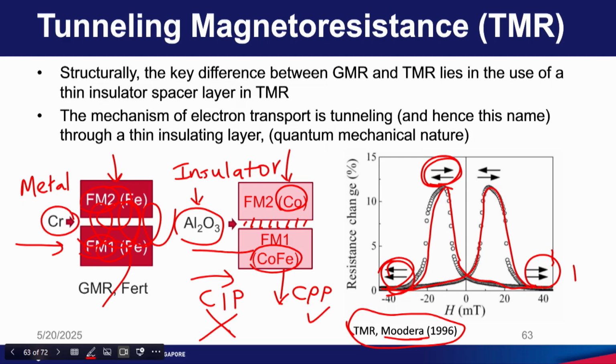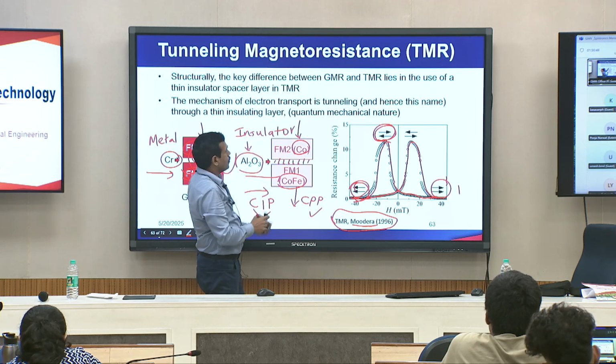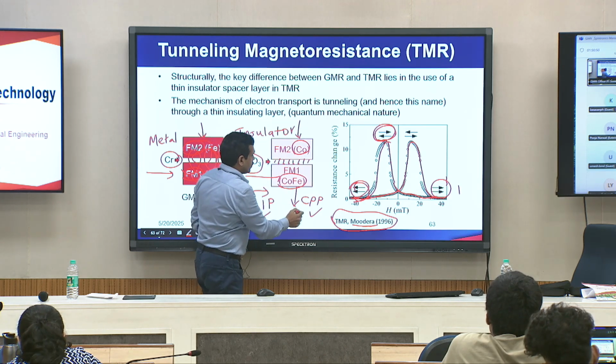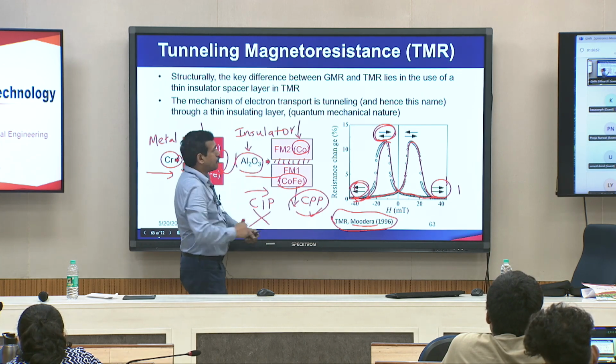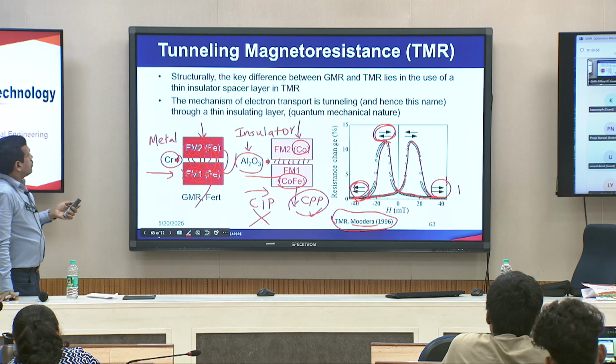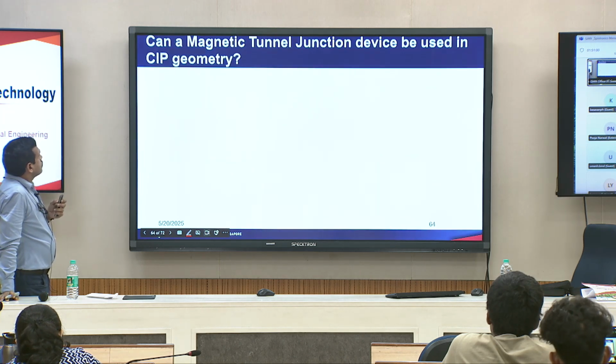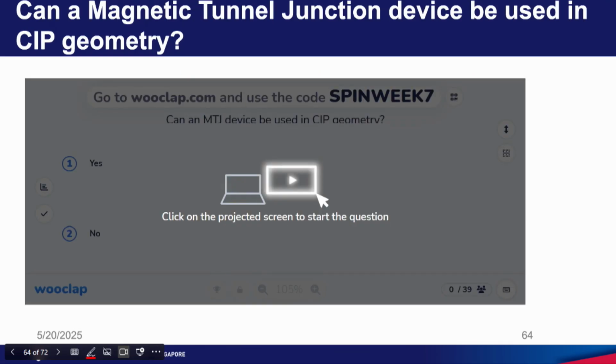because we are talking about sending a stream of electrons and looking at some electrons having the probability to tunnel to the other side. So, we use TMR only in the current-perpendicular-to-the-plane configuration. I already answered this question, so we do not do this.